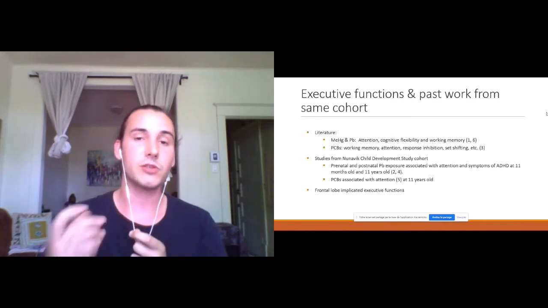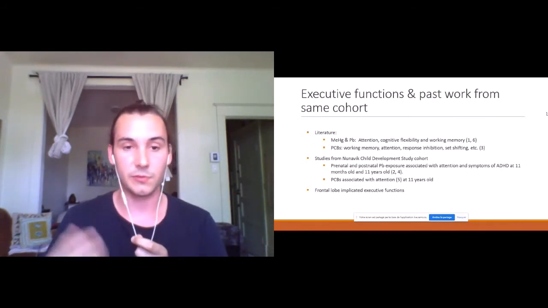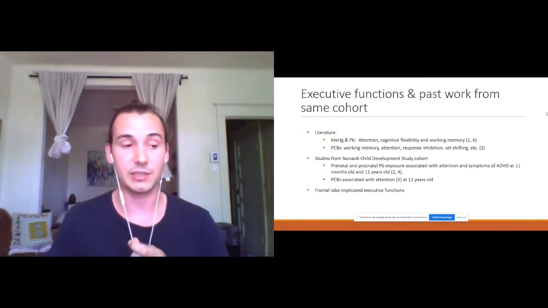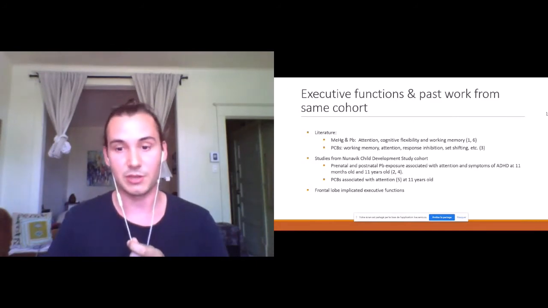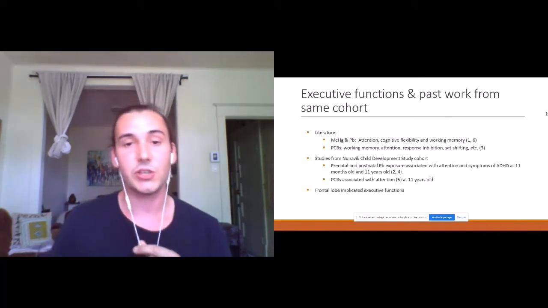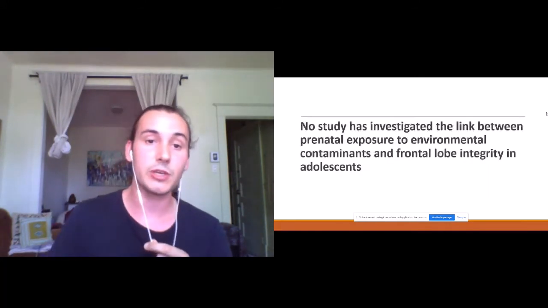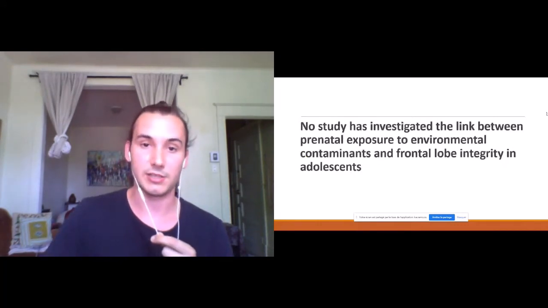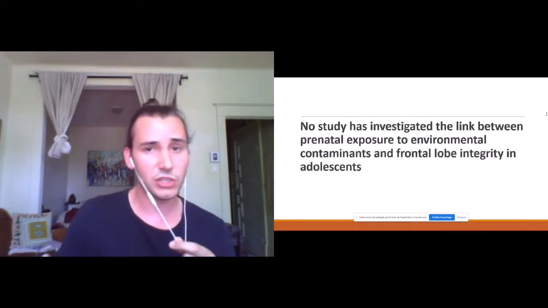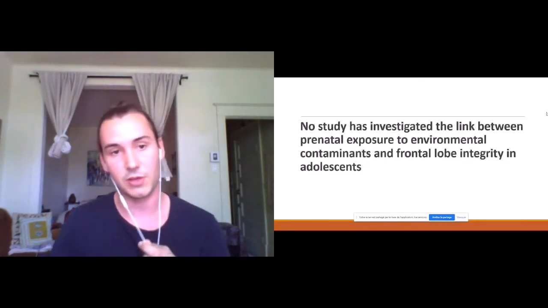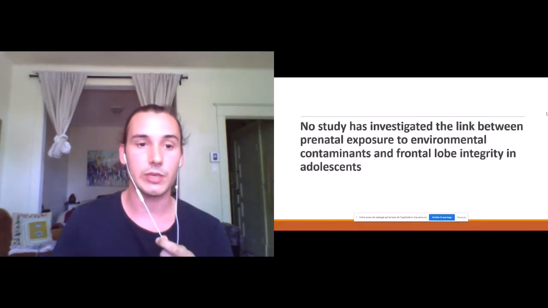And we also know that the frontal lobe is very implicated in executive functions. So we had reason to believe that it might be affected by environmental contaminants in our cohort. And it's important to know because no study has investigated the link between prenatal exposure to environmental contaminants and frontal lobe integrity in adolescents.